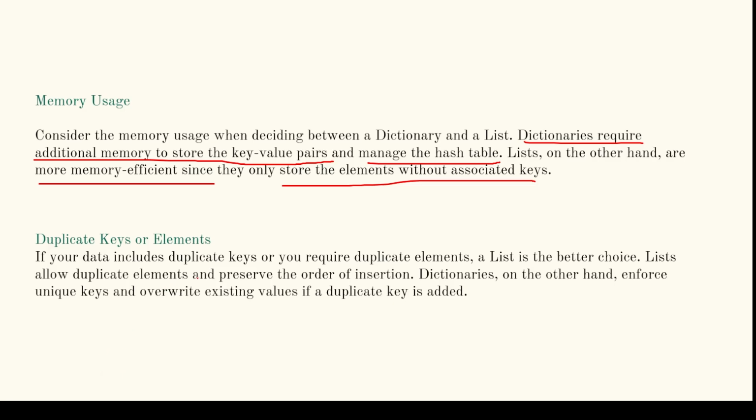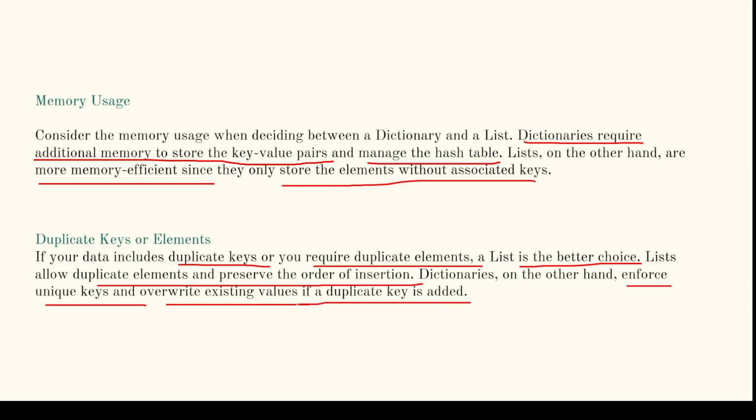Duplicate keys or elements. If your data includes duplicate keys or you require duplicate elements, a list is a better choice, because you remember in dictionary we cannot have duplicate keys. If you try to store a duplicate key, you will receive a runtime error. List allows duplicate elements and preserves the order of insertion. Dictionary, on the other hand, enforces unique keys and overwrites existing values if a duplicate key is added.